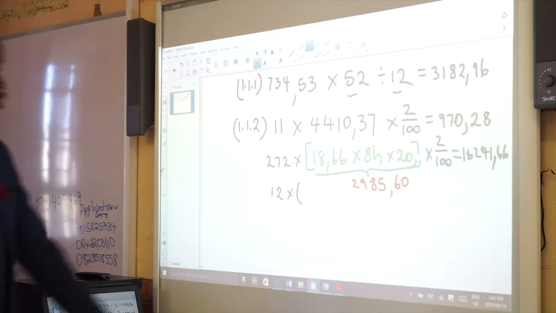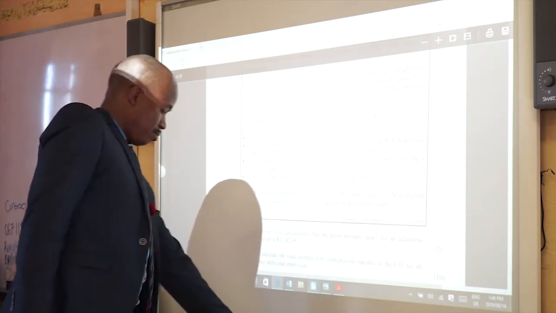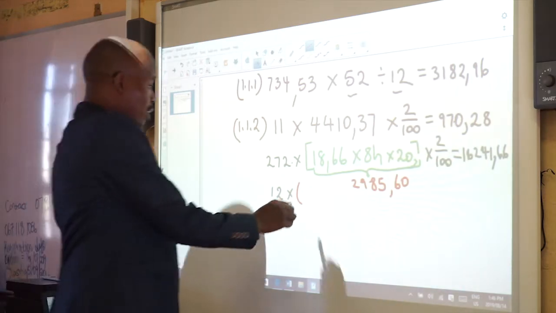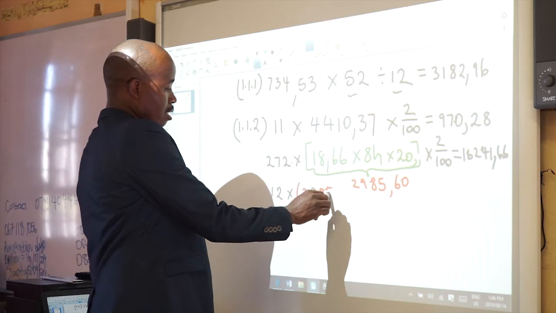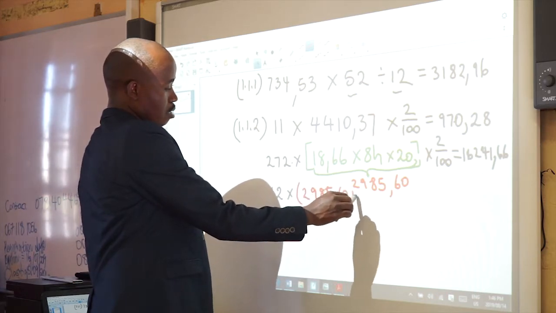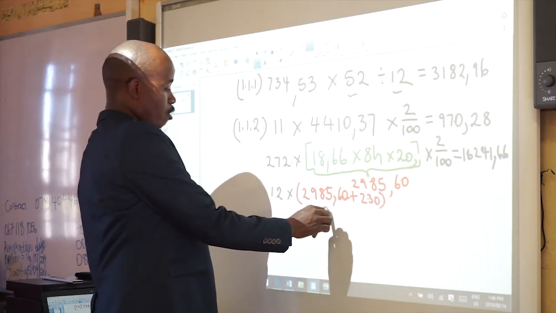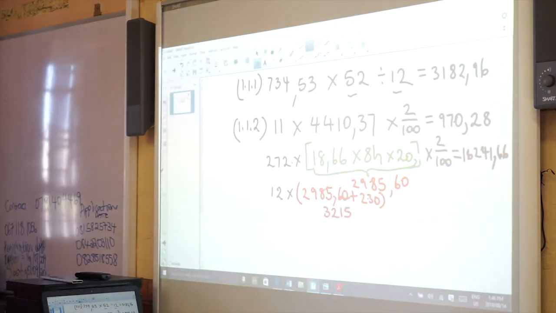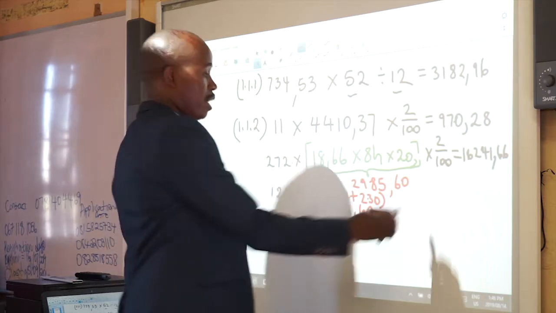Because you are told that the supervisor earns 230 rands more than the cleaner. We'll have to take the salary of a cleaner and add 230 rands. And what is our answer? R3,215. So the salary of a supervisor is 3,215 rand, 60 cents. Yes.